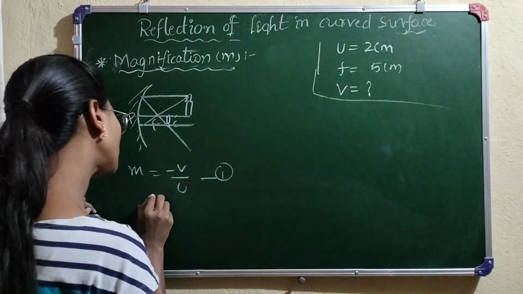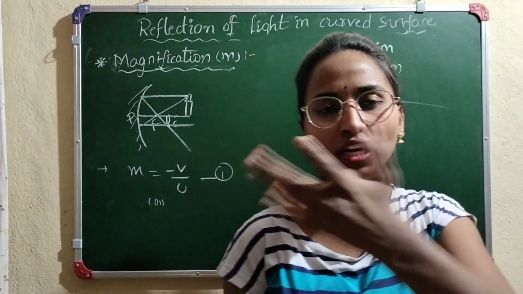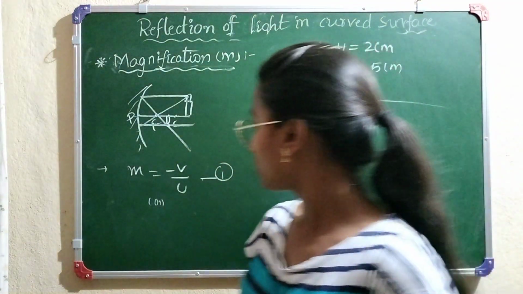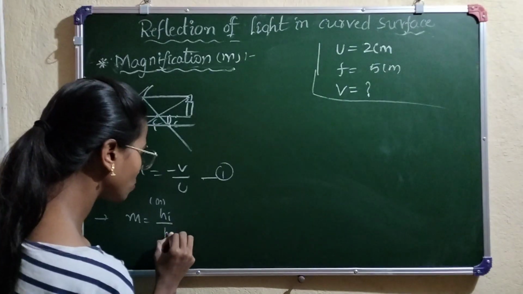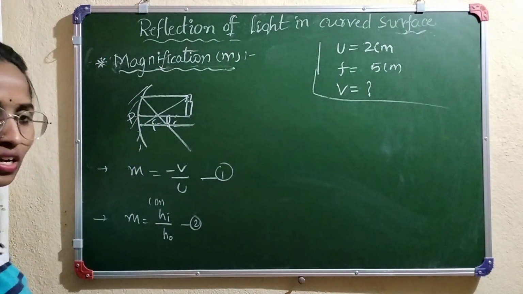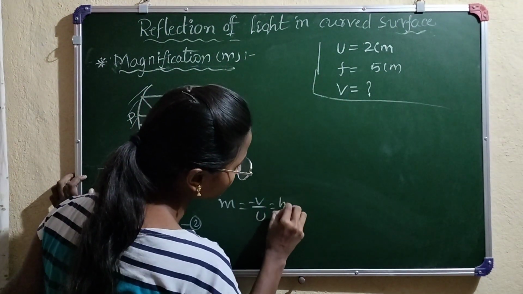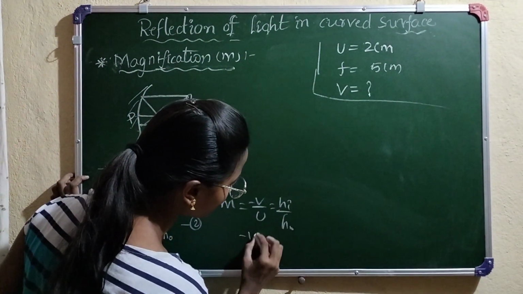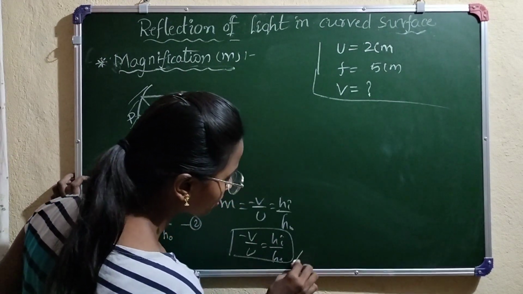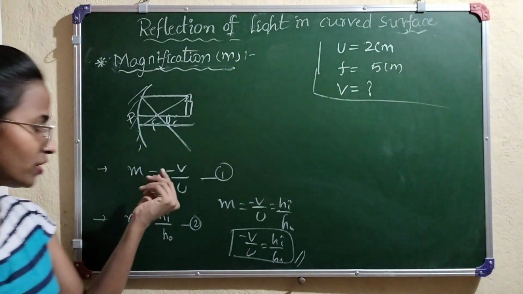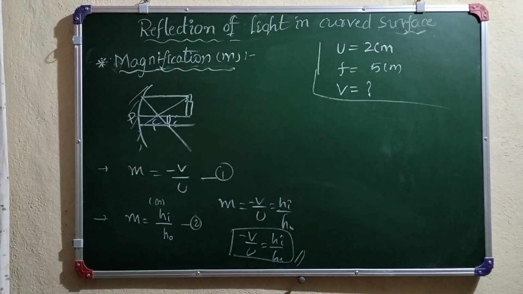One more definition we can write, which is the ratio between the height of the image and the height of the object. Am I clear? Height of the image by height of the object, from the second definition, hi by ho. From equations 1 and 2, m is equal to minus v by u and is equal to hi by ho, we can write minus v by u is equal to hi by ho. This is the magnification formula. And why we are getting minus v, I will explain to you now.